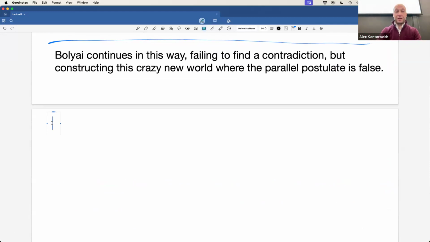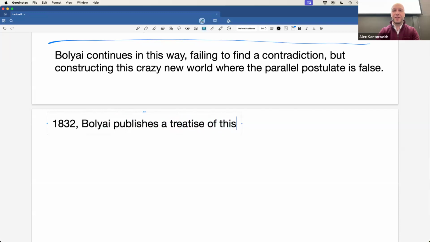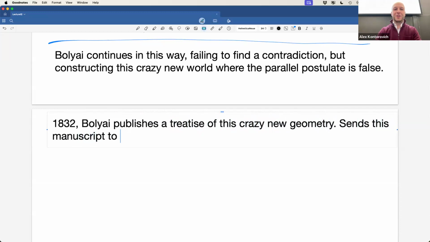So he writes a whole treatise in 1832. I think that's right. 1832, Bolyai publishes a treatise of this crazy new geometry. And his father actually knew Gauss, they had worked together a long time ago. So he sends this manuscript to Gauss for comment. Do you guys know what Gauss replies?